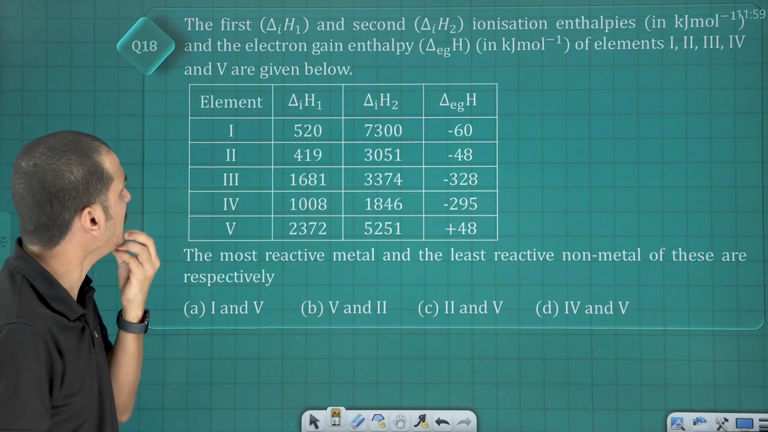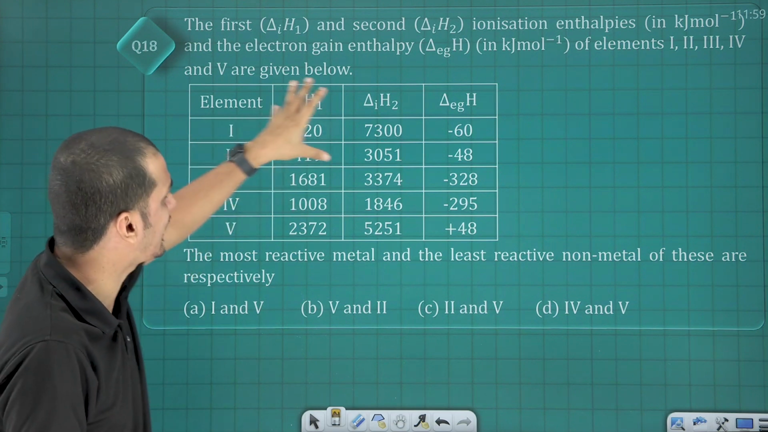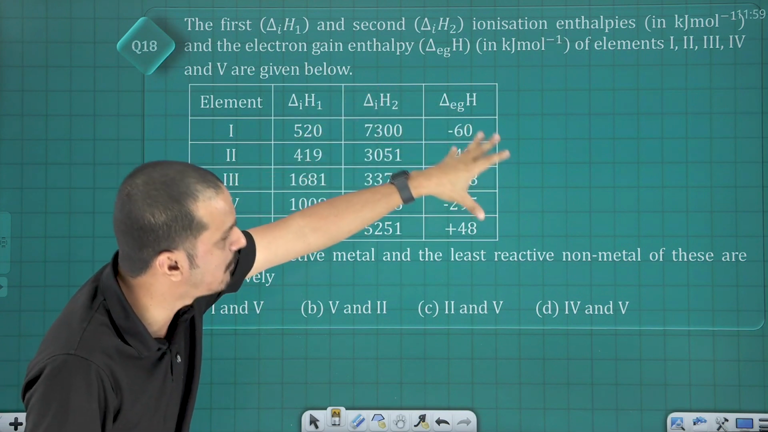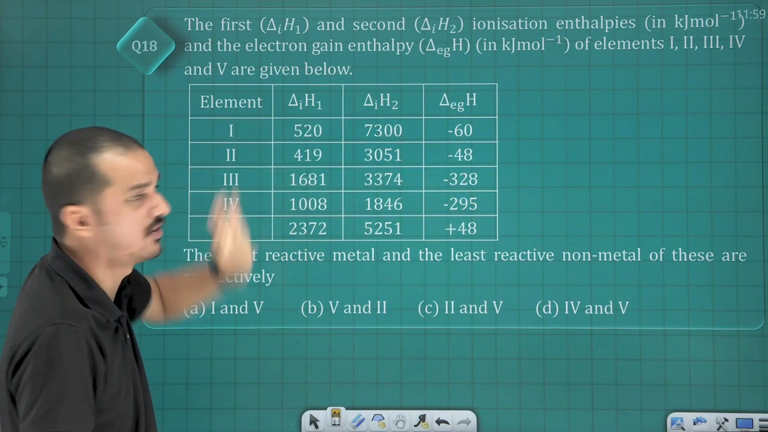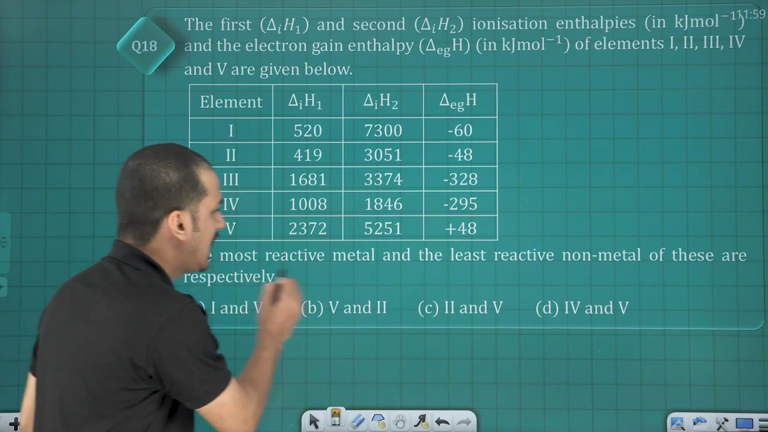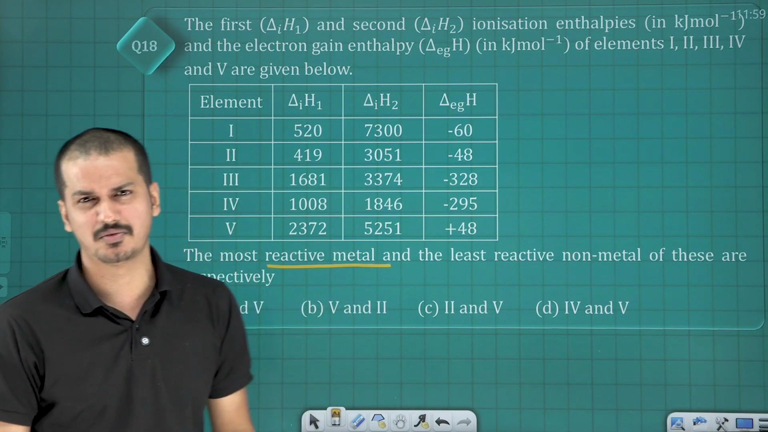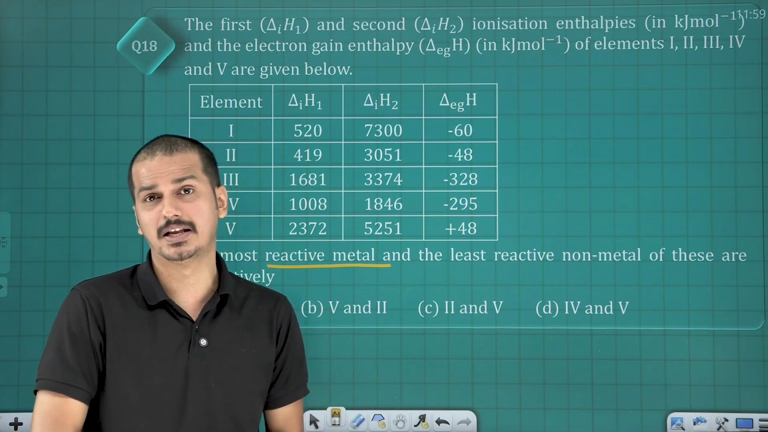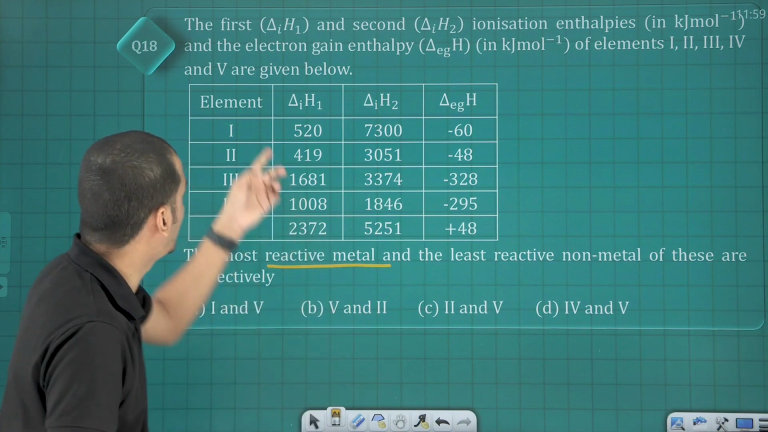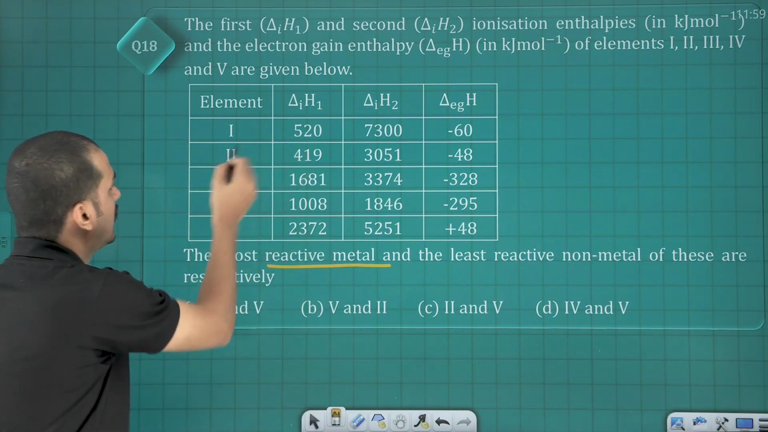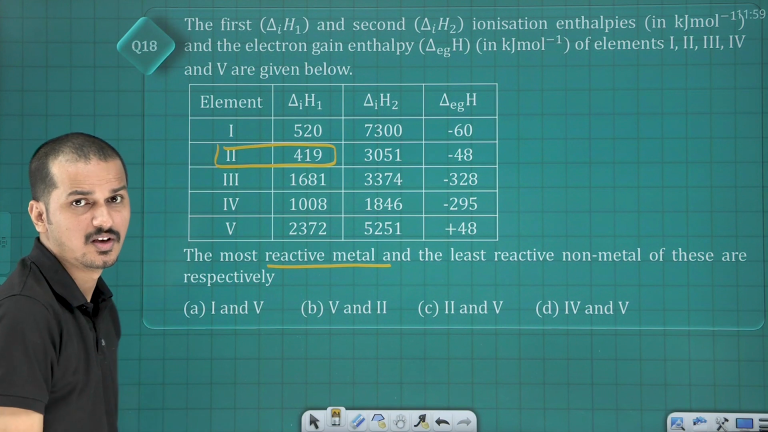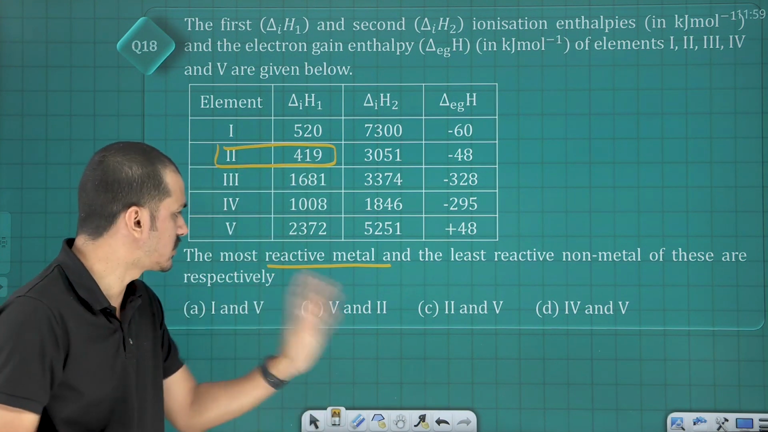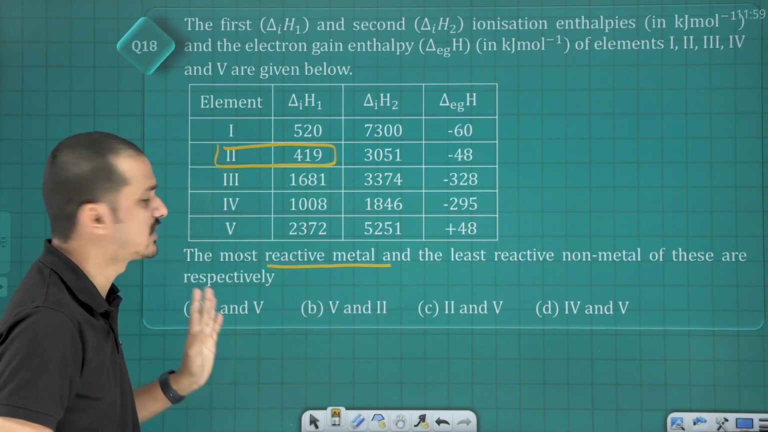Question number 18. What's the question here? They gave the first and second ionization enthalpy in kilojoules per mole and the electron gain enthalpy of five elements. The question is the most reactive metal. The idea for the most reactive metal is the least ionization enthalpy. Out of these, this one has the least, 419, the first ionization enthalpy value. That's the best condition for the most reactive metal, so the second one is the most reactive metal.